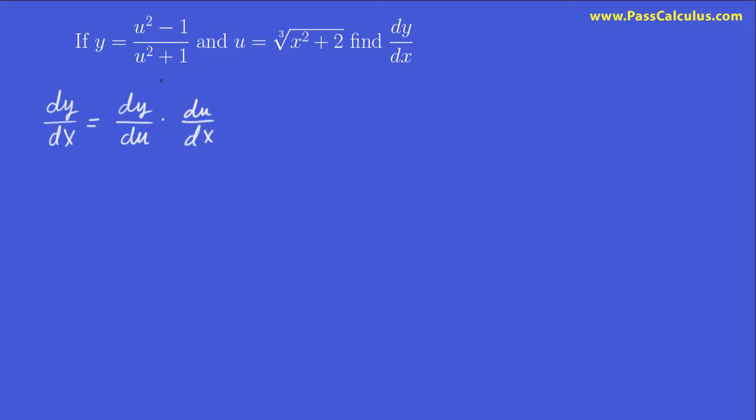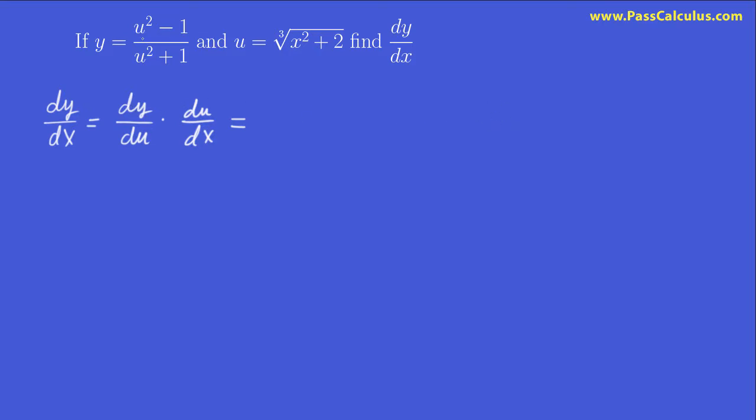And this formula is appropriate here because y is a function of u, and that will allow us to find dy du. And u is a function of x, that'll allow us to find du dx. So let's see how that goes. Let's start off with dy du. We'll do the du dx later.